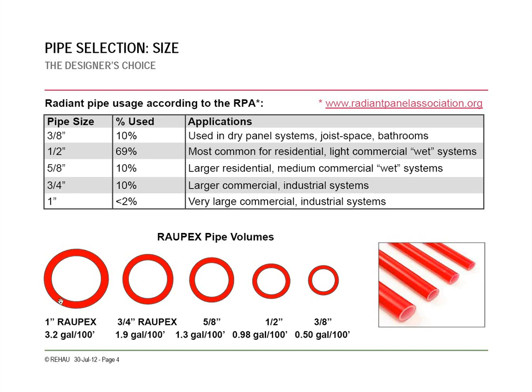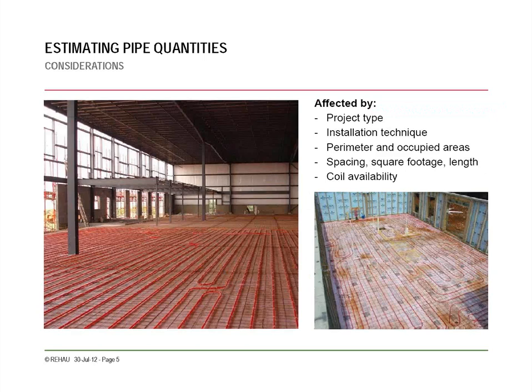And you can see here, the larger pipe is also going to have a larger water volume, which is something to keep in mind when you're doing your expansion system. All right, so your pipe sizing and quantity is going to be affected by the project type, the installation technique that you're using, perimeter and occupied areas, we'll touch on in a sec, the differences there, and the spacing of the pipe. Obviously, square footage of the area will determine the length of the pipe that you need. And then you're also going to be choosing based on the coil lengths that are available from the manufacturer.